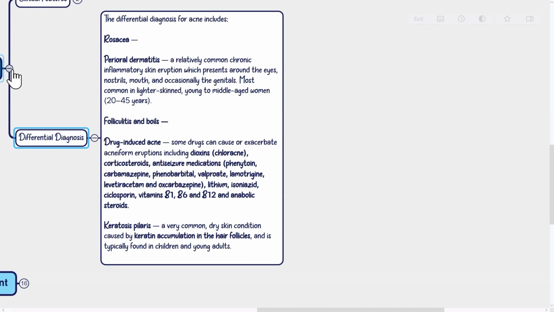Some drugs can cause or exacerbate acneiform eruptions including dioxins, chloracne, corticosteroids, anti-seizure medications, phenytoin, carbamazepine, phenobarbital, valproate, lamotrigine, levetiracetam, and oxcarbazepine, lithium, isoniazid, cyclosporin, vitamins B1, B6, and B12, and anabolic steroids. Keratosis pilaris, a very common, dry skin condition caused by keratin accumulation in the hair follicles, and is typically found in children and young adults.